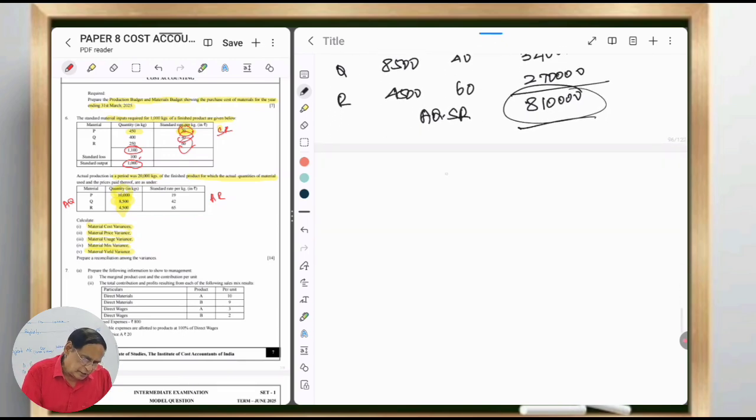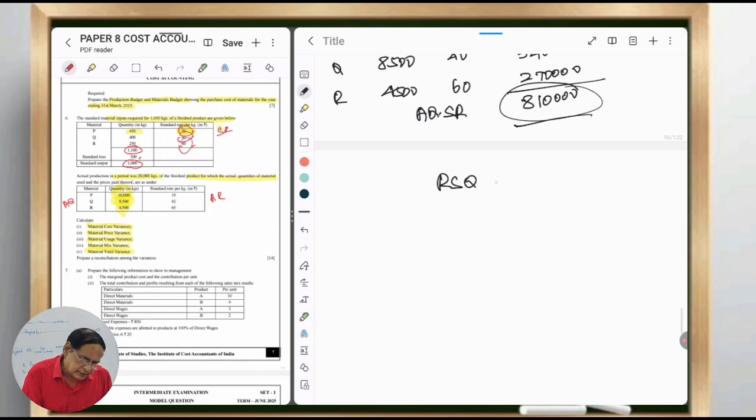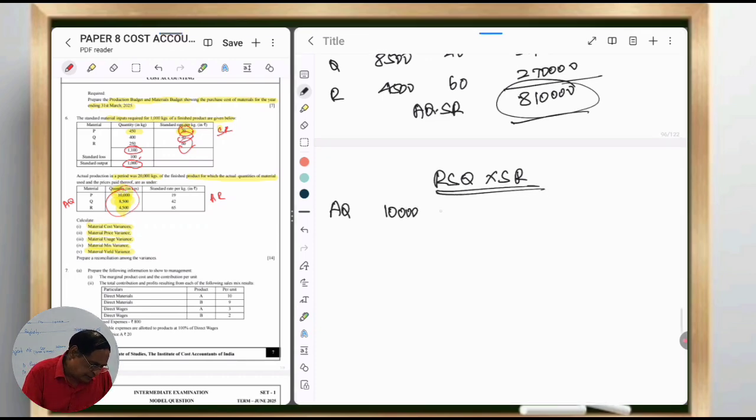And then we will find out the revised standard quantity, RSQ into SR. So what is the actual quantity? It is 10,000 of P, 8,500 of Q plus 4,500 of R. If you add 10,000 plus 8,500 plus 4,500, that is 23,000. So the actual quantity is 23,000.